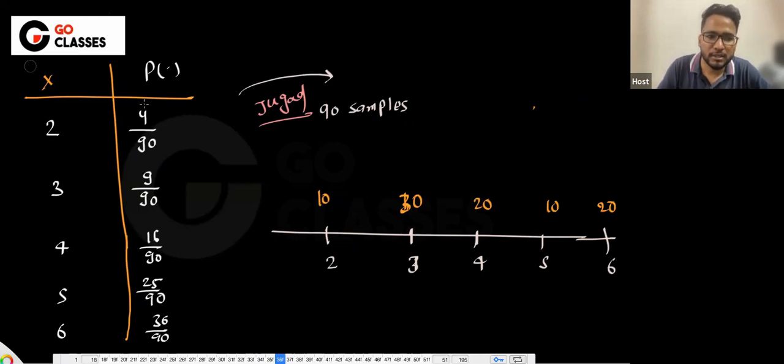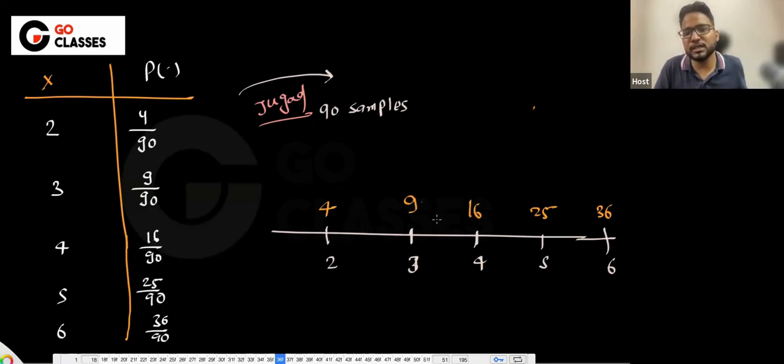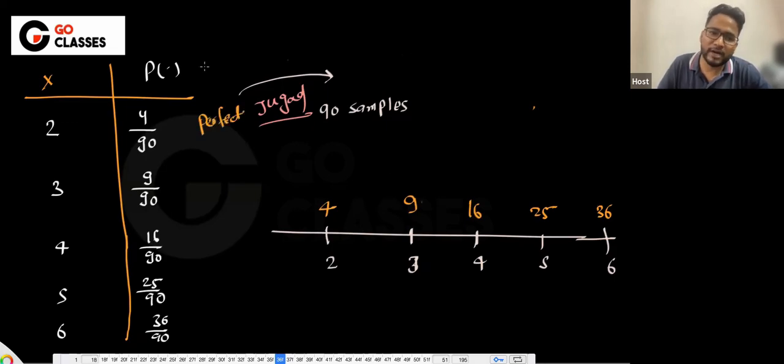See, instead of this, let's just have the perfect jugaad, which means I want to forget about the probabilities. So that's why I want to have some good numbers here. Maybe if I'm drawing 90 times, you can say it is 4, 9, 16, 25, 36, which means 2 is coming 4 times, 3 is coming 9 times, 4 is coming 16 times, 5 is coming 25 times, and 6 is coming 36 times. This is actually the perfect jugaad. So now I will forget about these probabilities. I will work with the data, because I have faked it so perfectly that it looks like the real probabilities. So let's just work with this data.